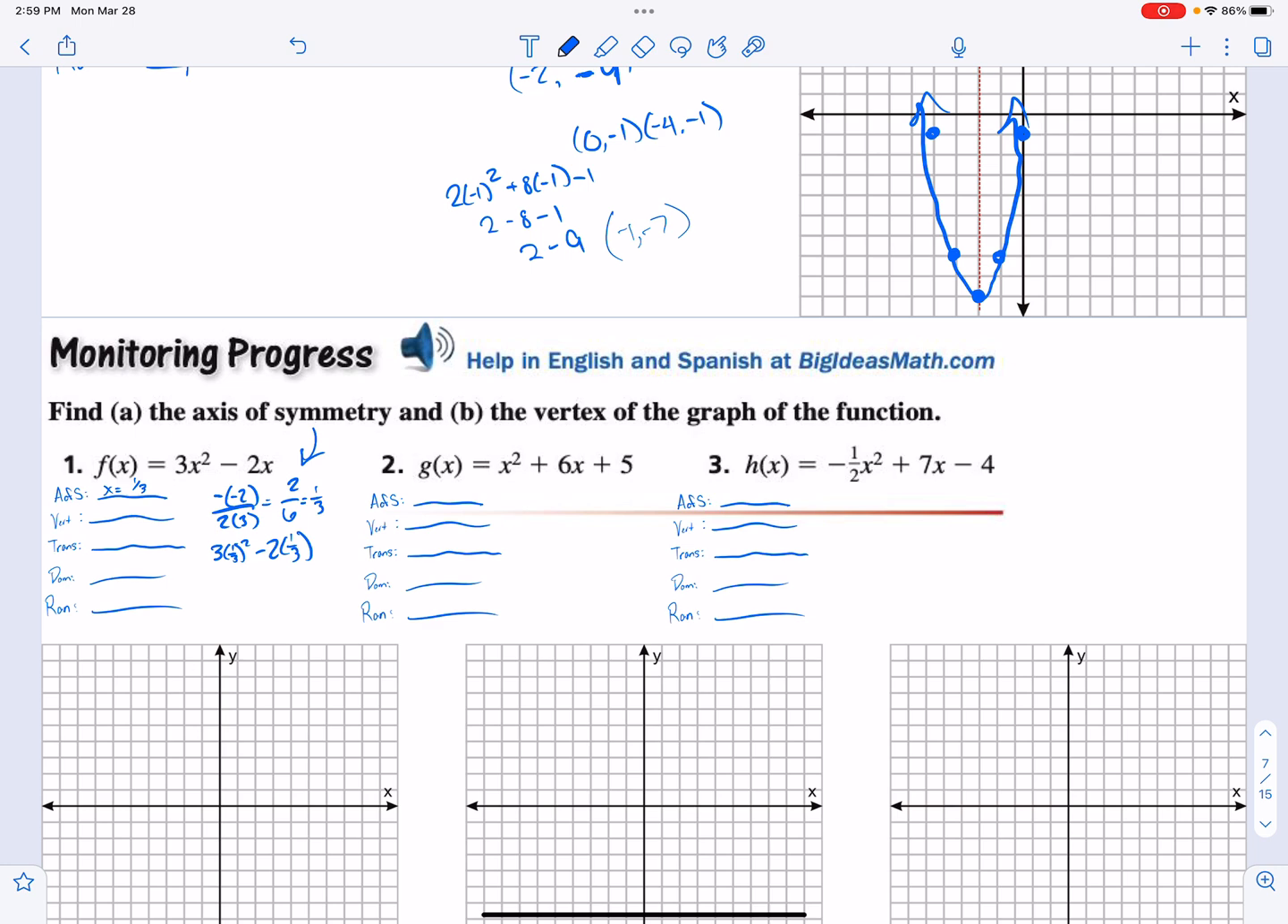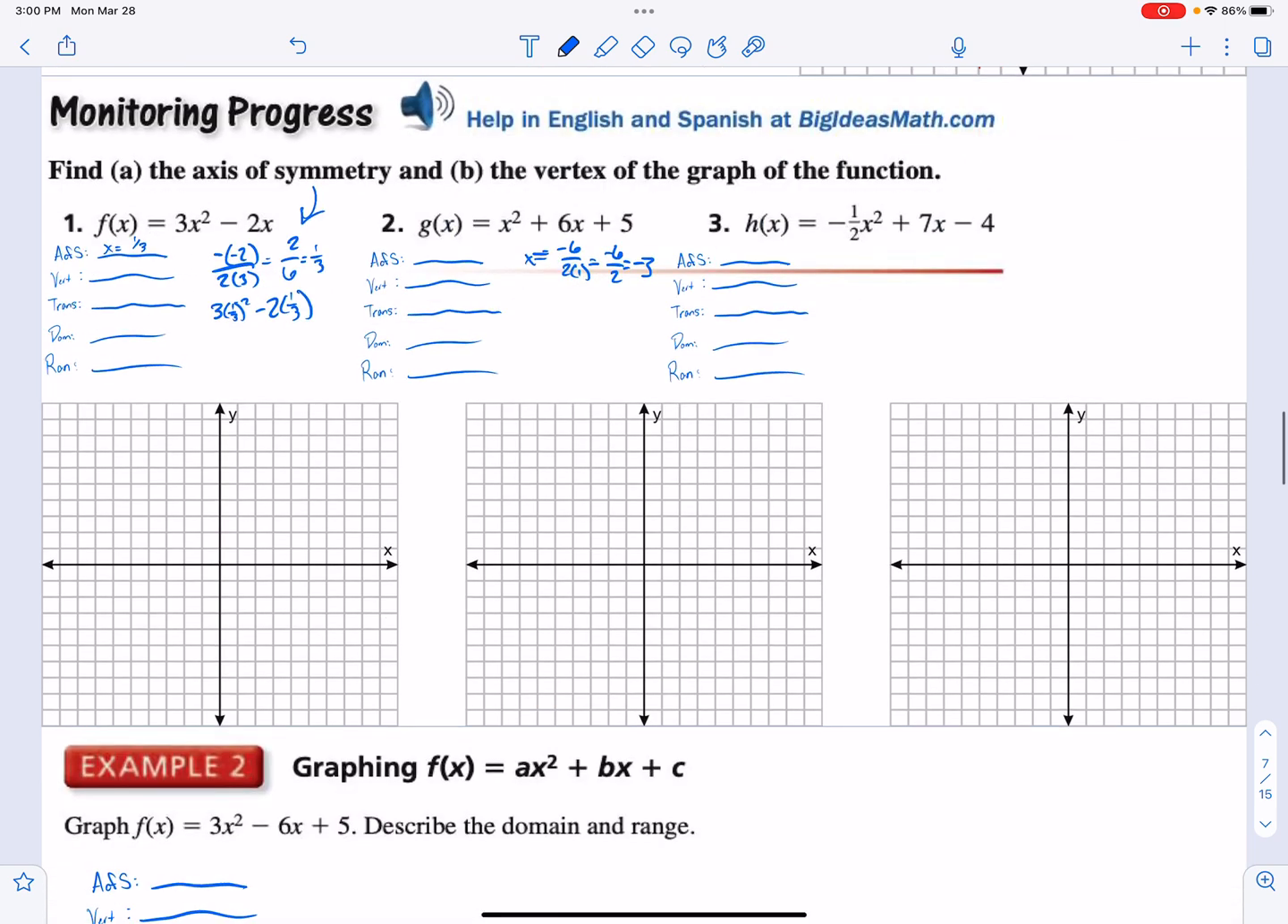Okay. Now, the next one is one that's pretty easy. So if we do negative b, so it's negative 6 over 2 times a is 1, which is negative 6 over 2, which is negative 3. So now I can graph negative 3 pretty easily. Here's my vertical line at negative 3.